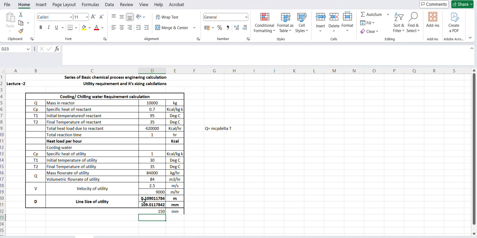Hope you all got an idea about how to calculate the utility requirement for the sensible heat removal of any particular reactant. Okay.